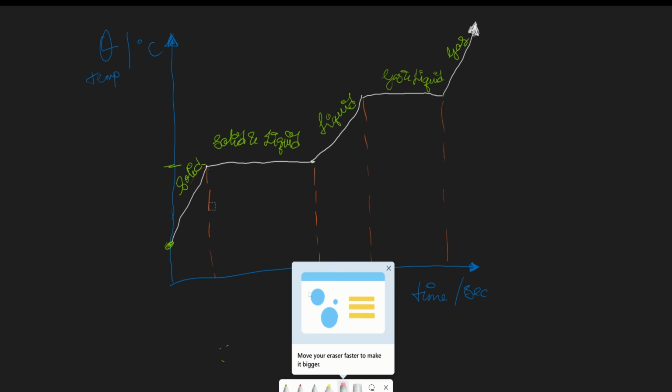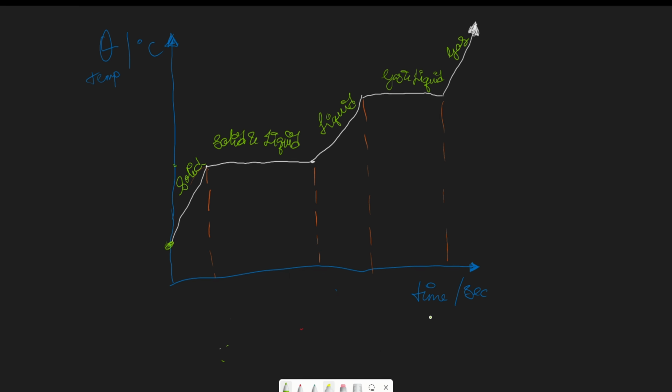Now, the reason this is a flat line, the reason we have a set melting point and it's not a range of temperature, is because once the melting point, or a boiling point as well, is achieved, the temperature is not going to increase. The temperature will remain the same until the change of state occurs.